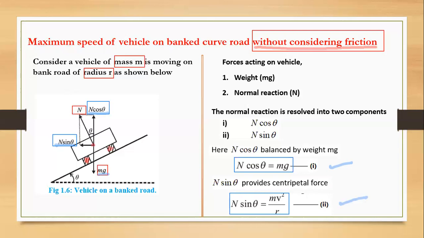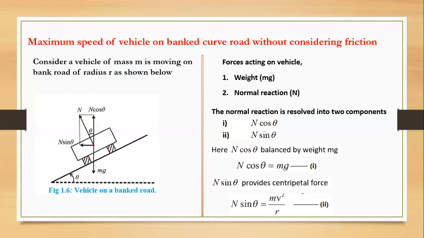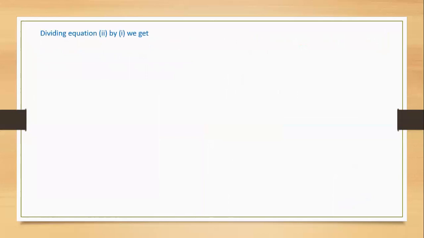Now, everything is mathematics after these two equations. Next step, we are taking the division of these two equations, and we are solving for maximum speed. So by dividing equation 2 by equation 1, we get, see here, equation number 2 divided by equation number 1.